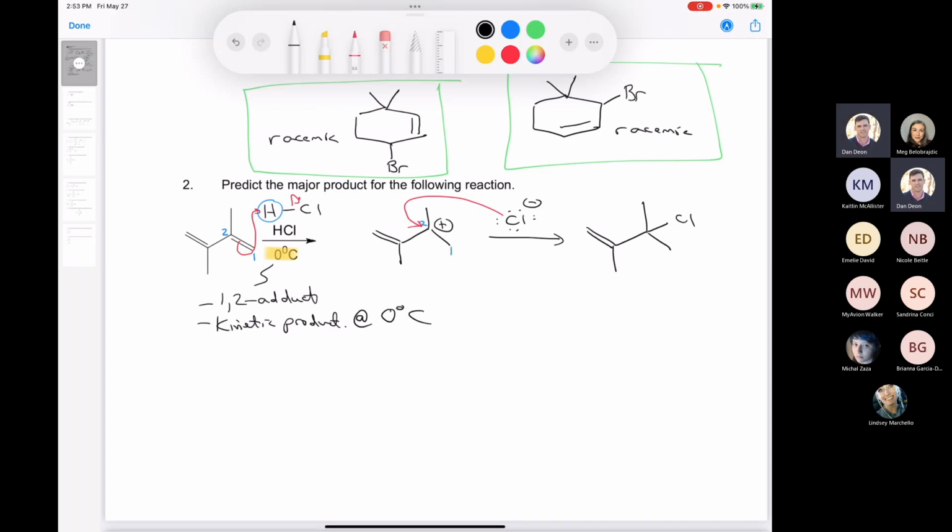Somebody says, what would happen if it wasn't symmetric? If it wasn't symmetric, we would get 2 different 1,2 adducts in that case. And we never covered which one would be major and which one would be minor, but if it's 2 different 1,2 adducts, whichever one produces the more stable carbocation would produce the major product in that case.